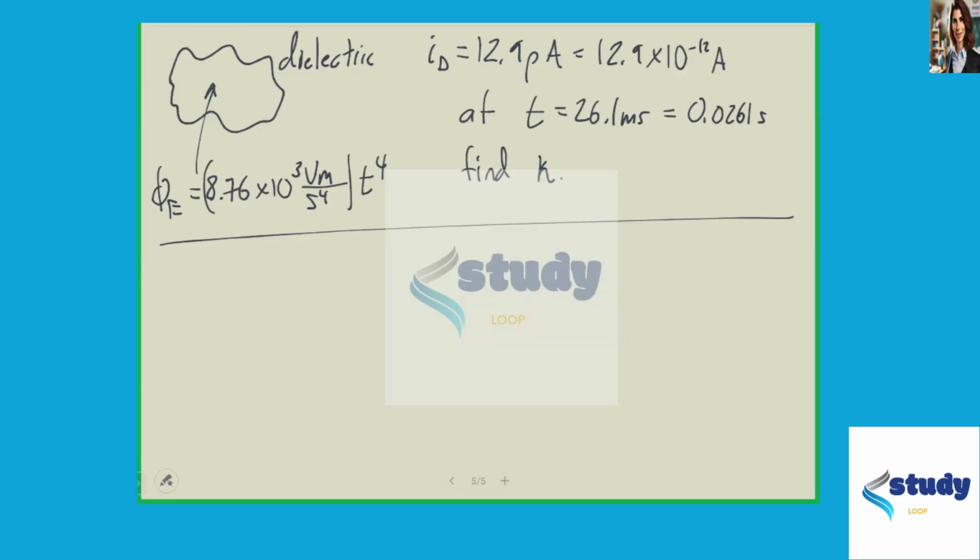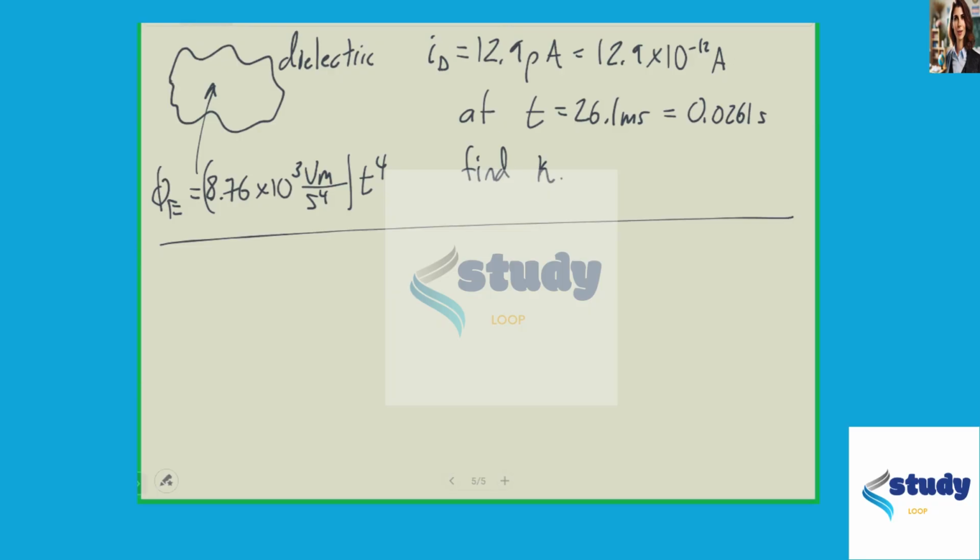So for this problem, we have a dielectric with an electric flux that is given by this expression. So it's a constant times t to the power 4. We are given the displacement current, 12.9 picoamps, which, just a reminder, is 10 to the minus 12 amps, at a certain time, 26.1 milliseconds. And what we want to find is the dielectric constant of the dielectric.